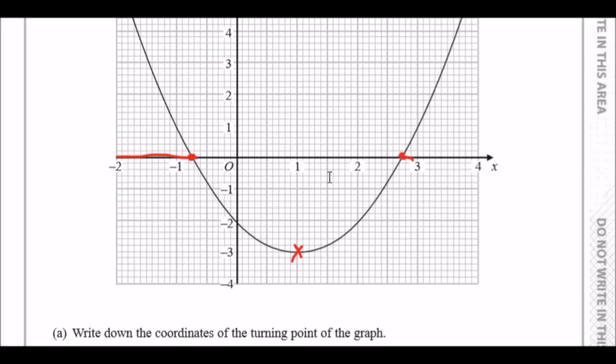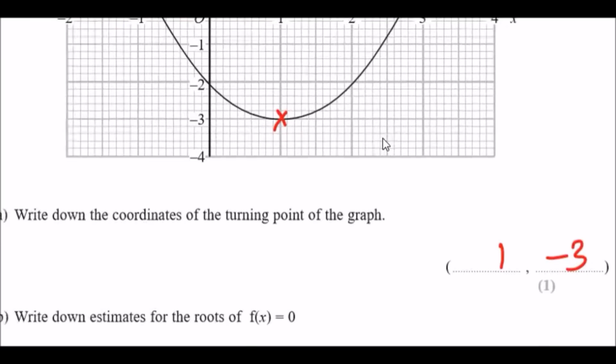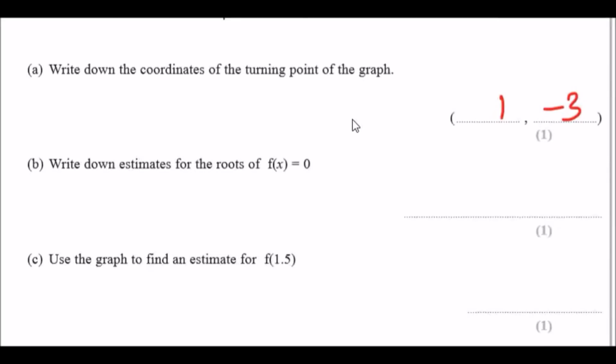I'm probably going to zoom in for this one. So here, the red line is kind of disruptive, I guess. This looks like it cuts the axis bang in the center between 2.5 and 3, so 2.75, I guess. And this one seems to cut between minus 0.5 and minus 1, so minus 0.75. Just take your time and really analyze it. So you can say minus 0.75 and 2.75. Okay, let me zoom back out again.